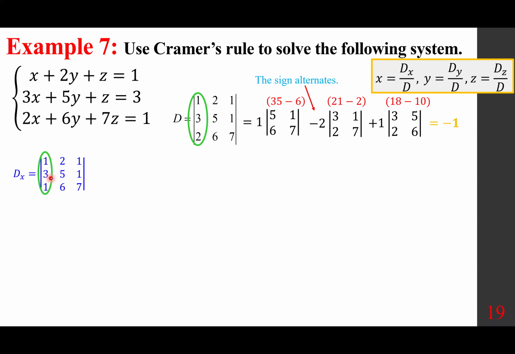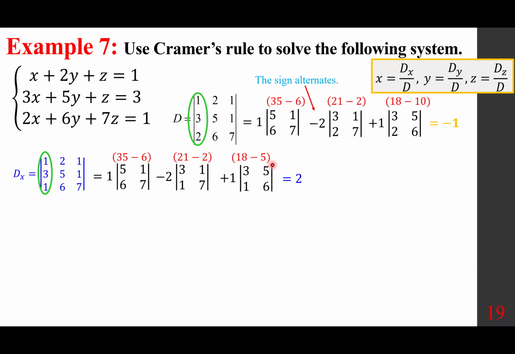One, 3, 1. So again, expanded with respect to the first one, 1 times what is left here. Minus 2 times 3117, and plus 1 times 3516. 35 minus 6, 21 minus 1, 18 minus 5. Work it out, you end up with 2.